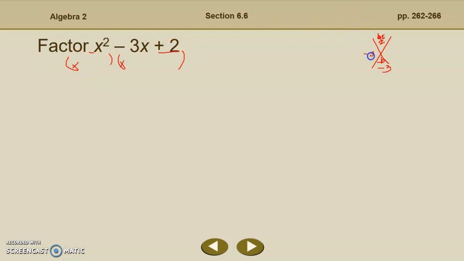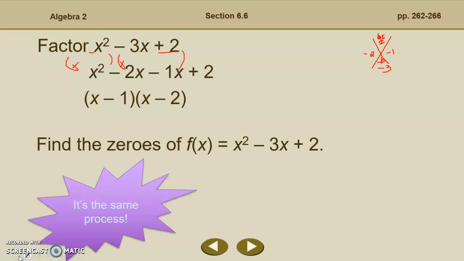The two factors that when multiplied equal positive 2, but when added equal negative 3 are negative 2 and negative 1. So we've got x minus 1 and x minus 2. To find the zeros of this function, x squared minus 3x plus 2, we would then take each of our factors and set them equal to 0. So factoring finds zeros, and zeros is where our graph is going to cross the x-axis. Don't forget that.